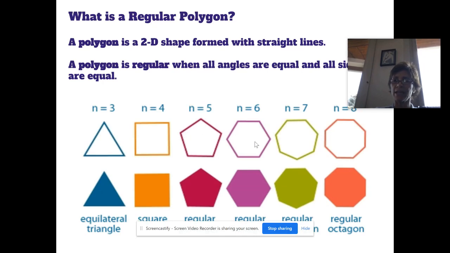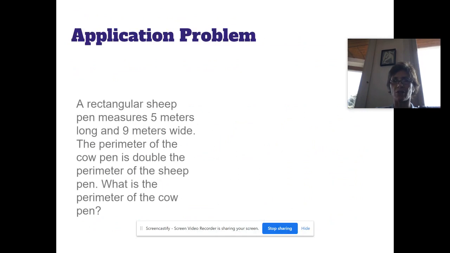Here we have a regular hexagon. Six sides, all the same, and the angles are the same. A regular heptagon, seven sides, all the same. And a regular octagon, eight sides, and they're all the same. So now we know what a polygon is, and we know what a regular polygon is.